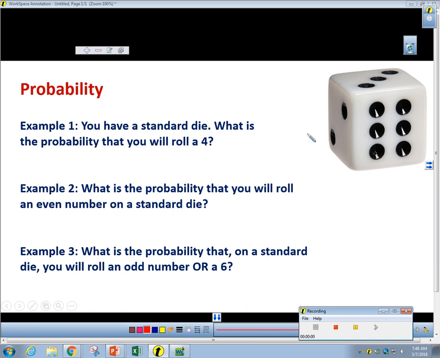This is pretty simple. On the die there's one 4. So we have one possibility, and there's 6 total possibilities because there's 6 sides. So it's 1 in 6. Pretty simple. Let's look at the next one.